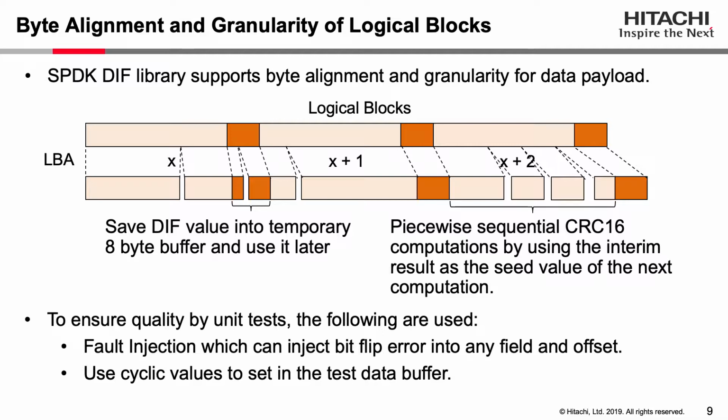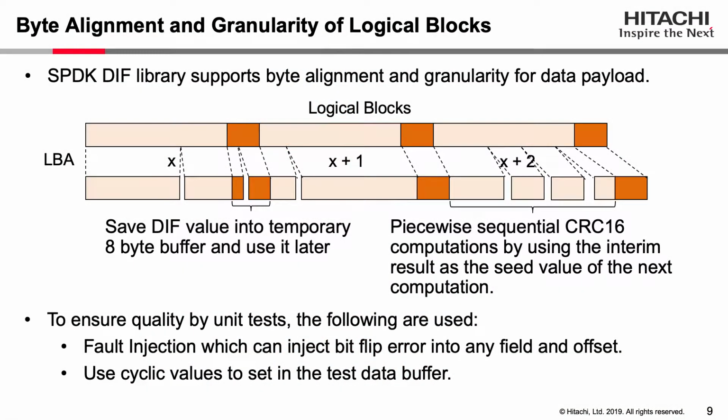So we have used two techniques to do that. The first one is when the DIF field is split into multiple fields, we save the calculated DIF value into a temporary area, and use it later to paste the split field. And the second technique is when a data block is split into multiple pieces, we do piecewise sequential CRC computations by using the interim result as the seed value of the next computation.